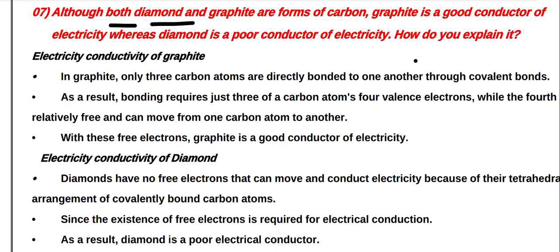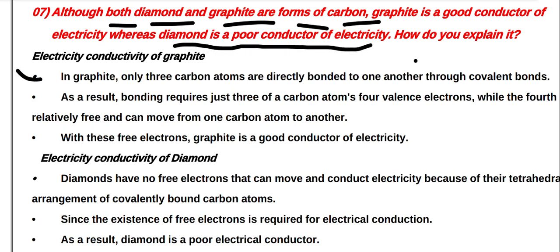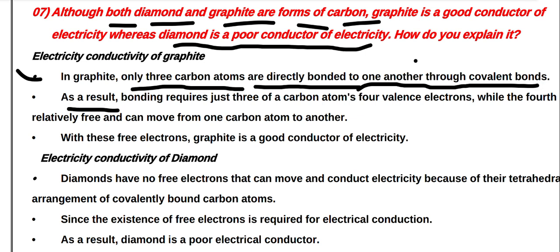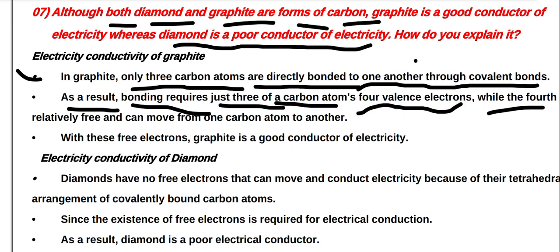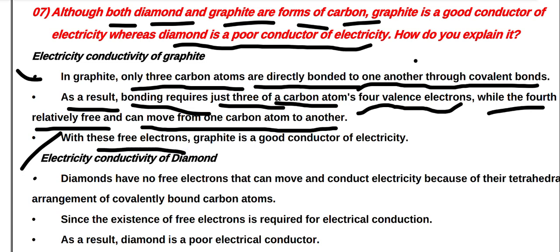Although both diamond and graphite are forms of carbon, graphite is a good conductor of electricity, whereas diamond is a poor conductor of electricity. In graphite, only three carbon atoms are directly bonded to one another through covalent bonds. As a result, bonding requires just three of a carbon atom's four valency electrons, while the fourth is relatively free and can move from one carbon to another. With these free electrons, graphite is a good conductor of electricity.